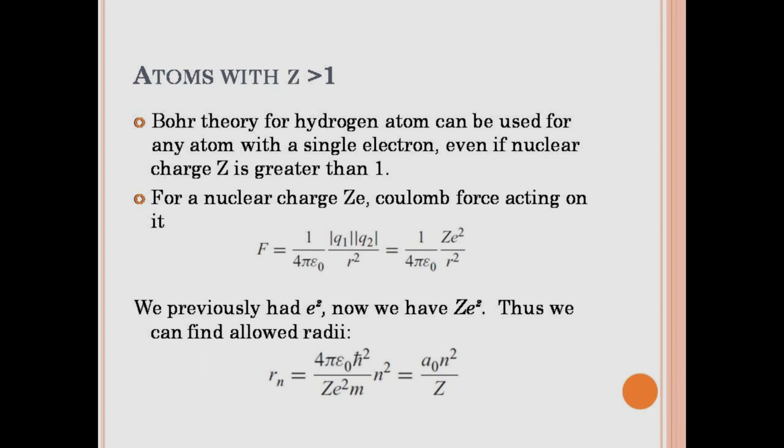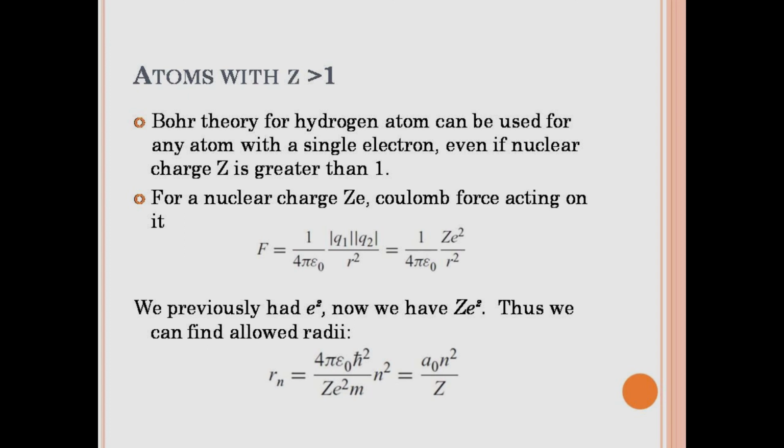Now we are going to discuss the Bohr theory for atoms with Z greater than 1. That means we will discuss the Bohr theory for a hydrogen-like atom with a single electron, even if the nuclear charge Z is greater than 1. For a nuclear charge Ze, the Coulomb force becomes 1 by 4π ε0, Q1 Q2 by r^2. Substituting the values, 1 by 4π ε0, Ze^2 by r^2. Previously we had e^2, now we have Ze^2.